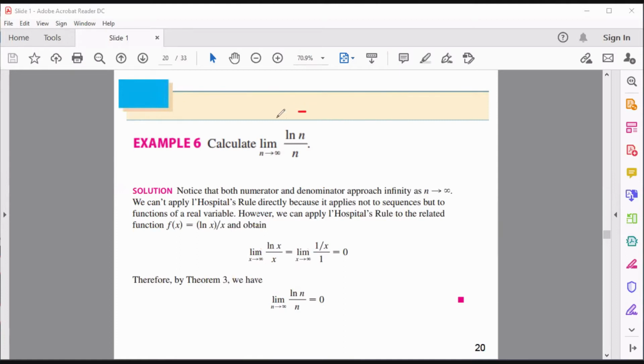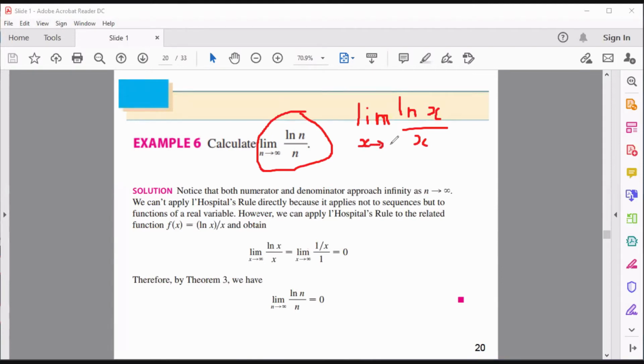Here the request is to evaluate the limit when n goes to infinity of ln n divided by n. We did this kind of limit once we talked about functions. Once it's a function, the request was the limit of ln x divided by x, obviously when x goes to infinity. In order to do it, we talked about L'Hospital's rule.